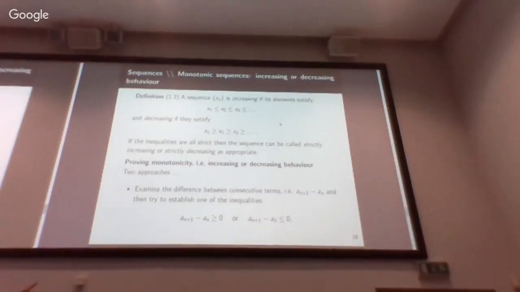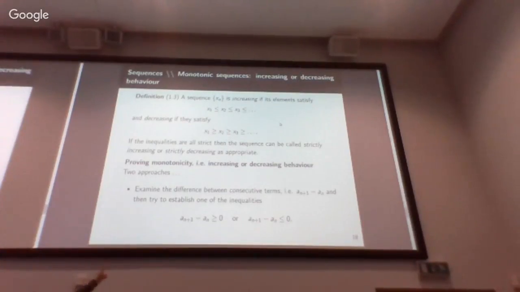One way is to look at the difference between neighboring terms in the sequence. That's what this quantity here is, a_{n+1} minus a_n. That's the difference between one sequence element and the one before it. If you can get a nice description of that difference so that you're able to compare it to 0, and declare that it is always greater than or equal to 0, or on the other hand, less than or equal to 0, then you'll be able to declare whether the sequence is increasing or decreasing.